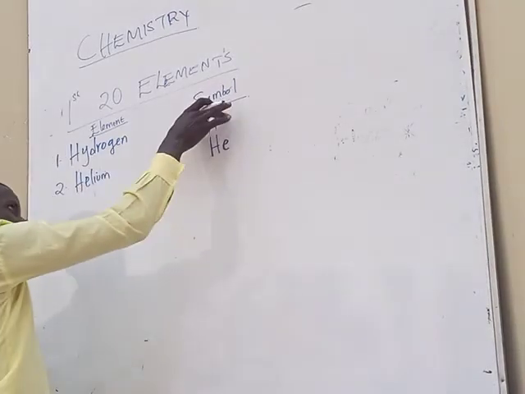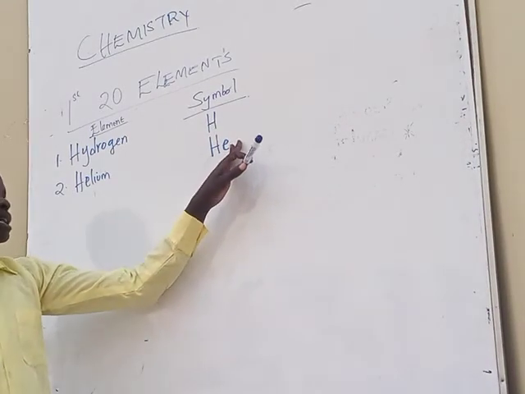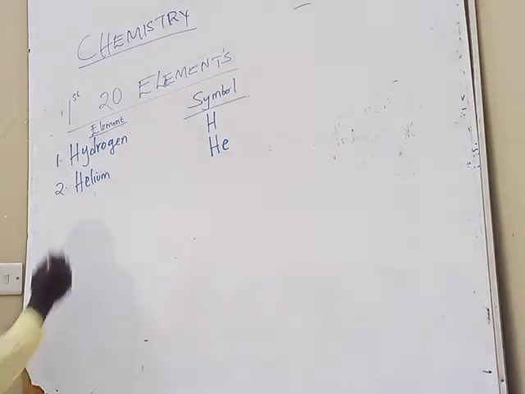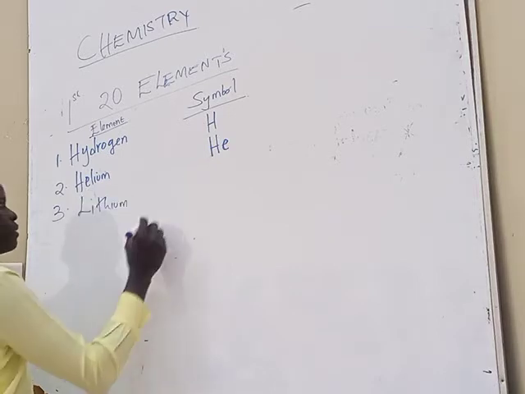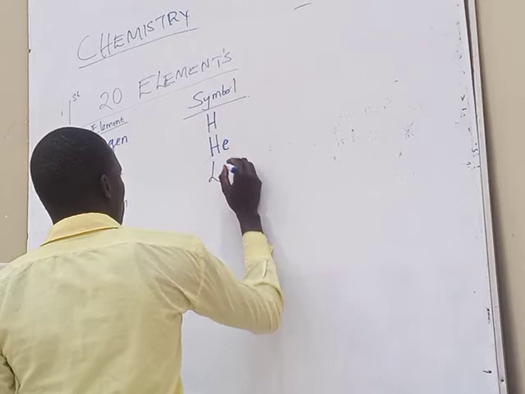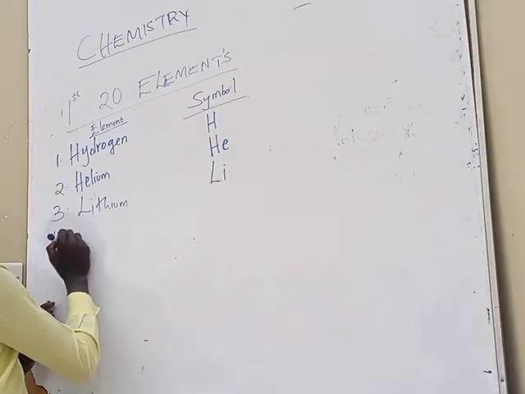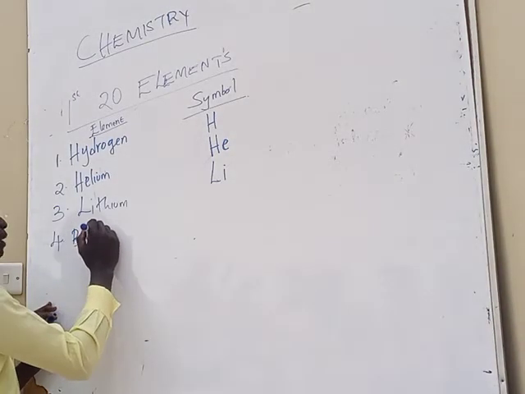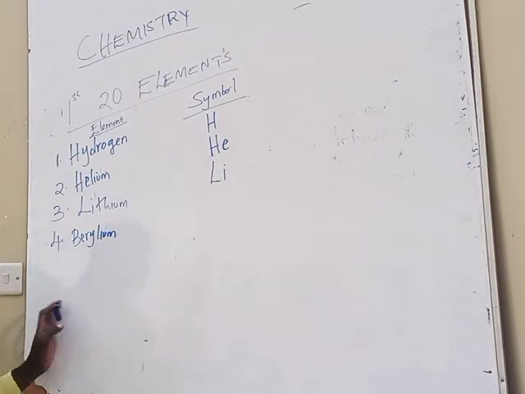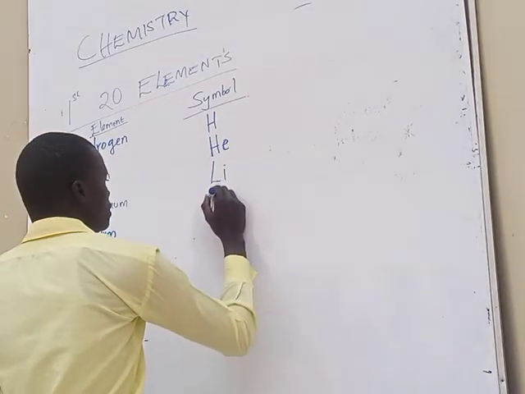Remember, when we are writing the chemical symbol of an element where you have more than one letter, the second letter is a small letter. Then the third, you have lithium, which is Li. We have beryllium, number 4. It is Be.